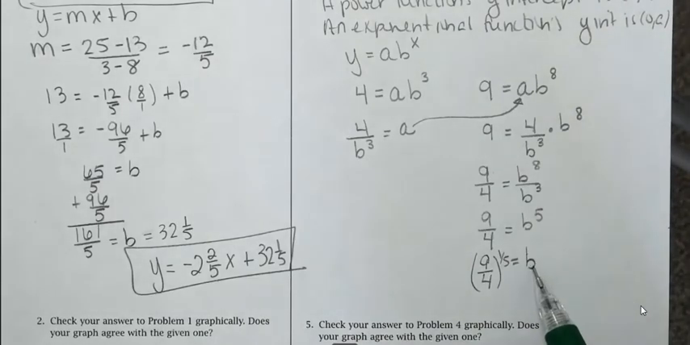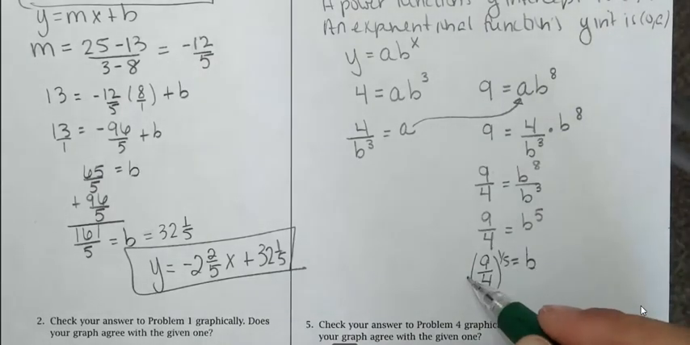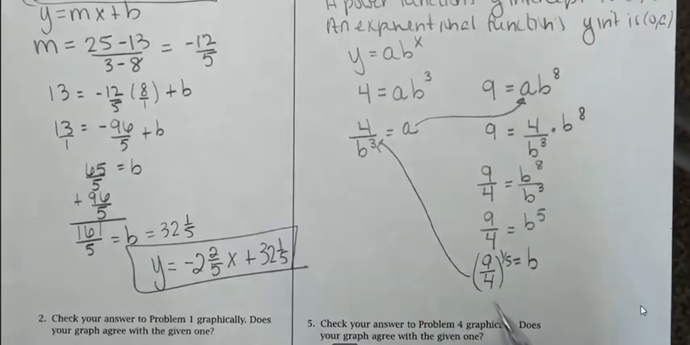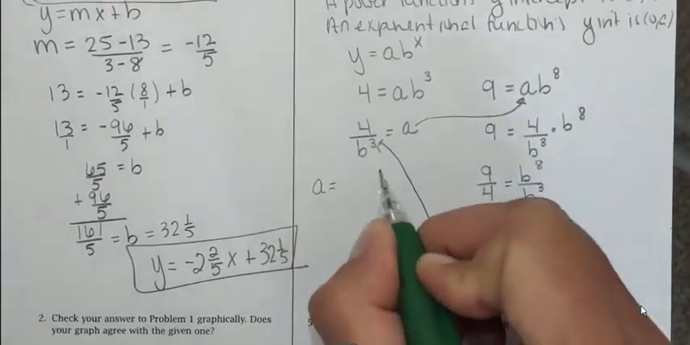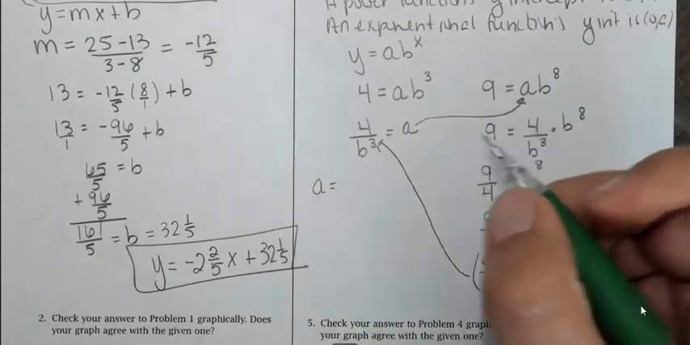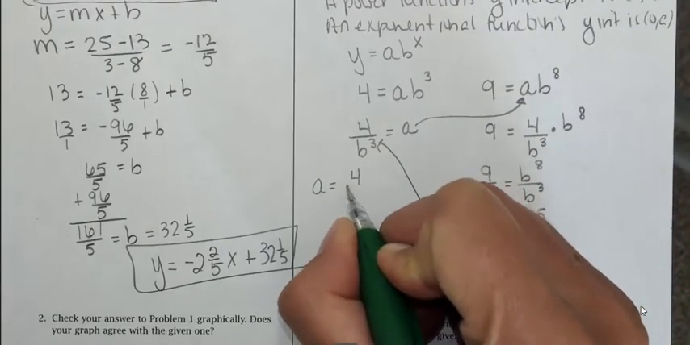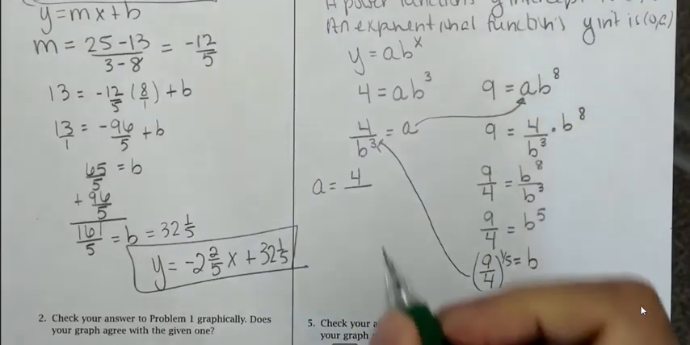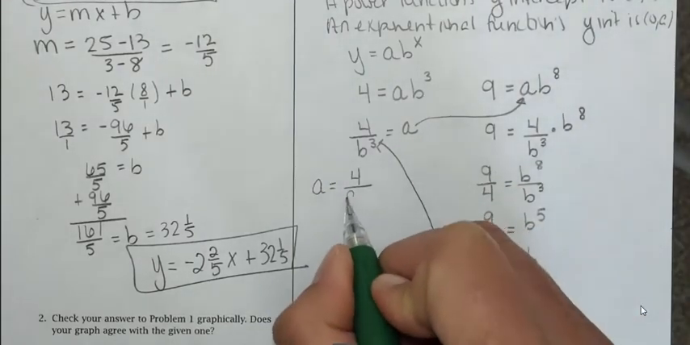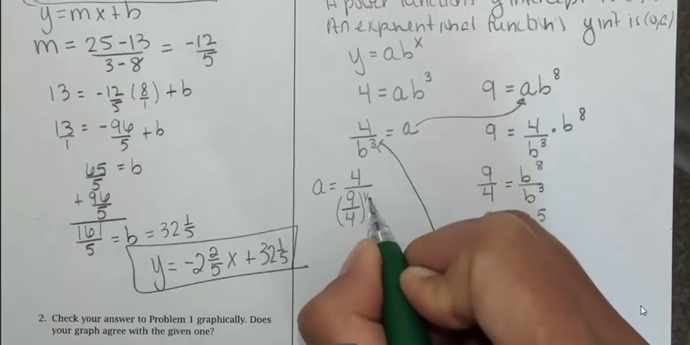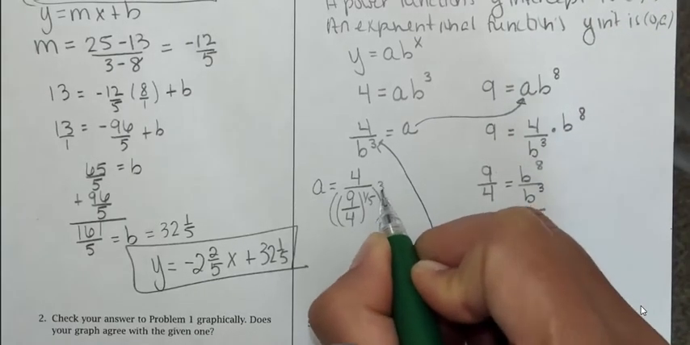Now I can take that value for b, and I can plug it back in over here and get a value for a. So a is going to equal, and we can simplify all this and get it in our calculator in a minute, 4 divided by b cubed, which is really 4 divided by 9/4 to the 1/5 cubed.